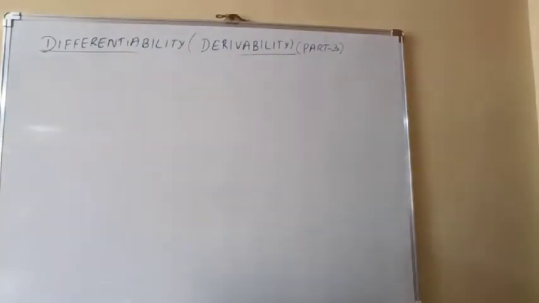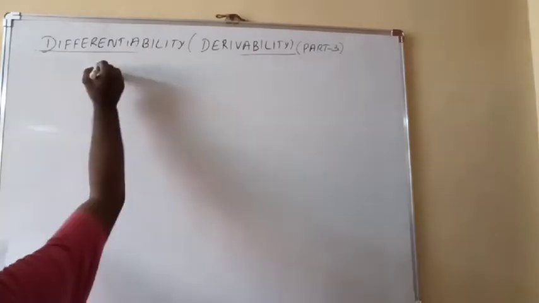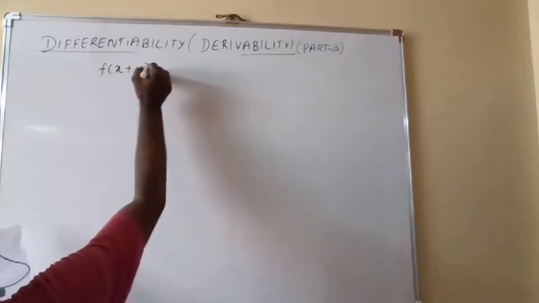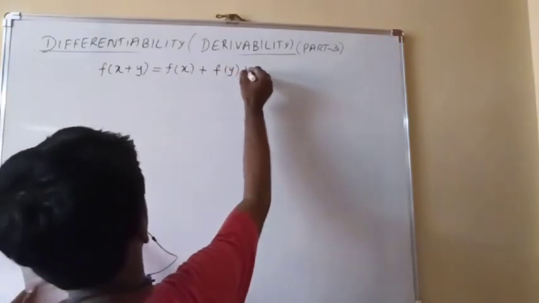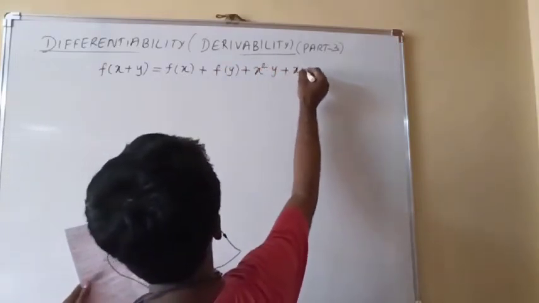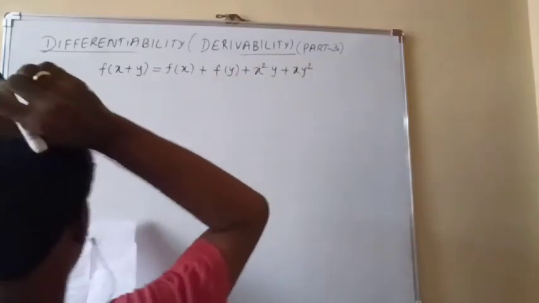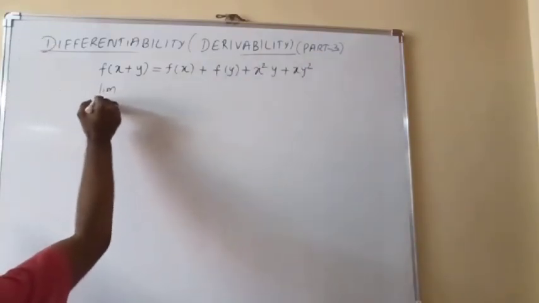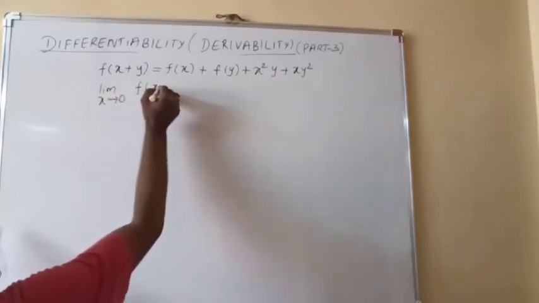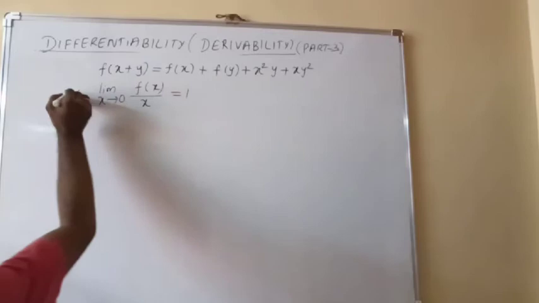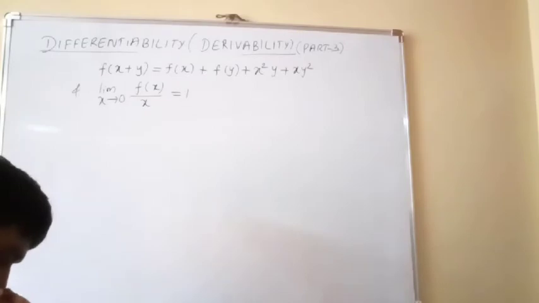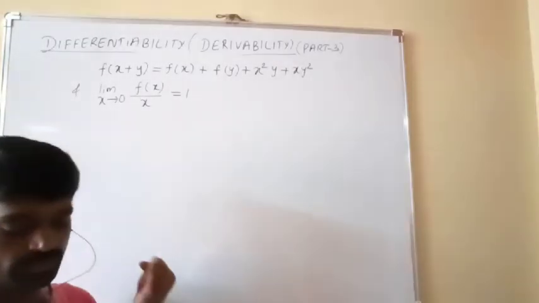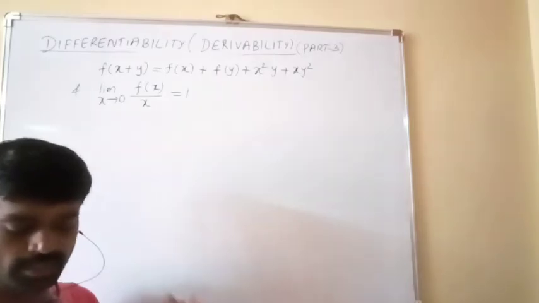Next, f of x is a differentiable function, satisfies the condition f of x plus y is equal to f of x plus f of y plus x square y plus x y square. And also suppose that limit x tends to 0, f of x by x is equal to 1. Then find f of 0, f dash of 0, f dash of x and f of 3.